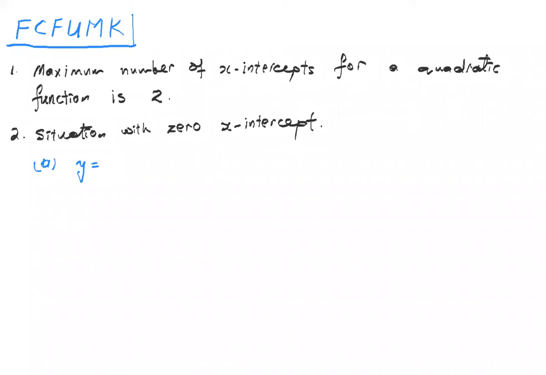So first thing about quadratic function, you have to know that the maximum number of x-intercepts for a quadratic function is 2. Okay, situation with 0 x-intercept. I'm going to give you this example. You tell me, is my example correct? Sorry, I shouldn't put an A. I should give you a number.